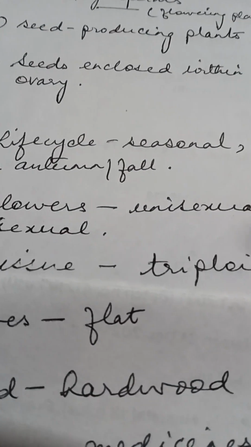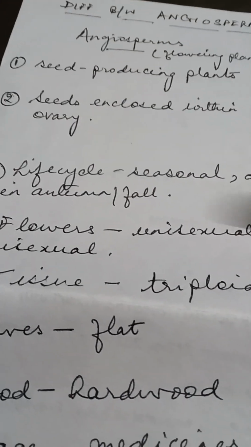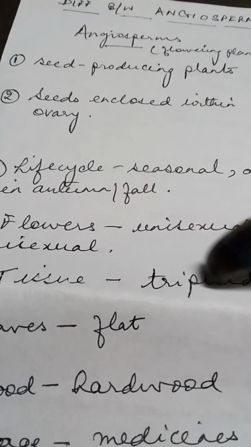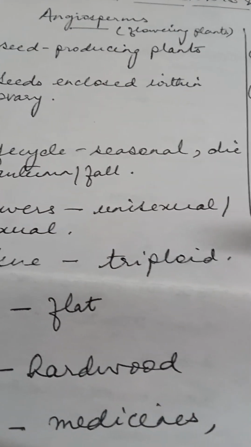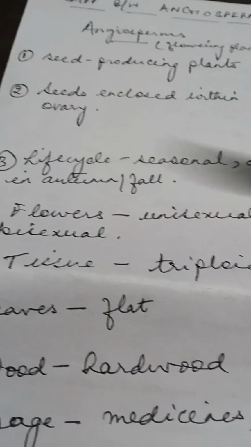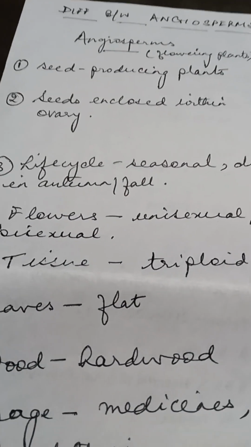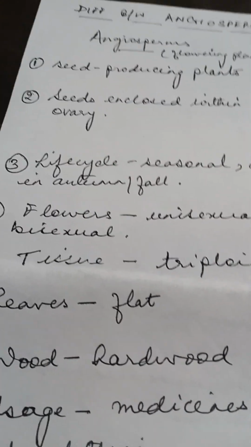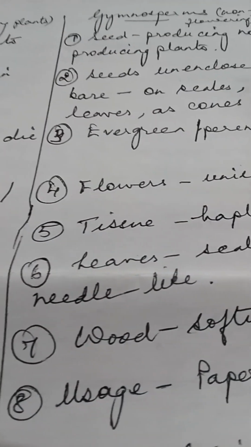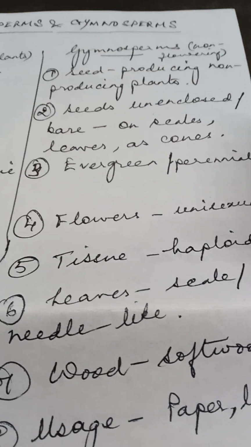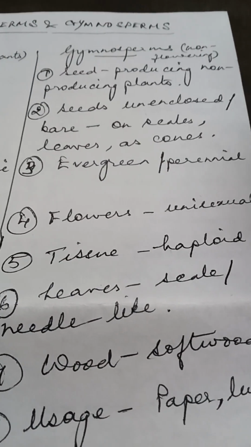Now the third difference is in case of angiosperms, they are seasonal. The life cycle is seasonal. That is, they die in a particular season, in autumn or fall. Whereas in gymnosperms, the life cycle is perennial or evergreen.